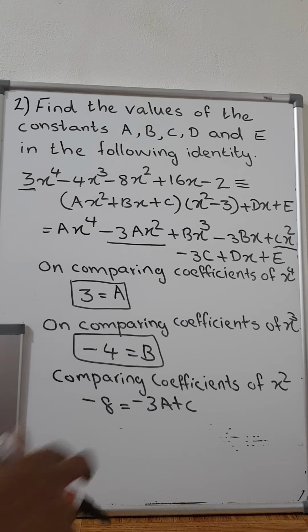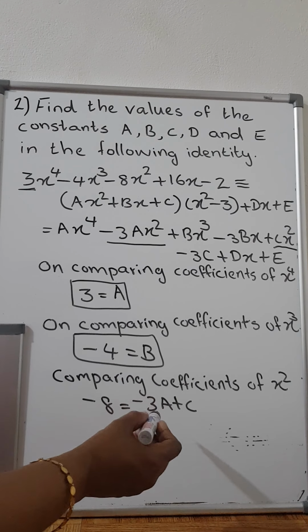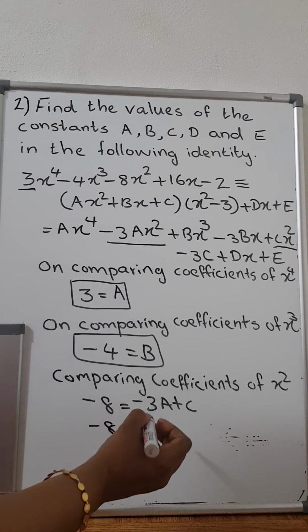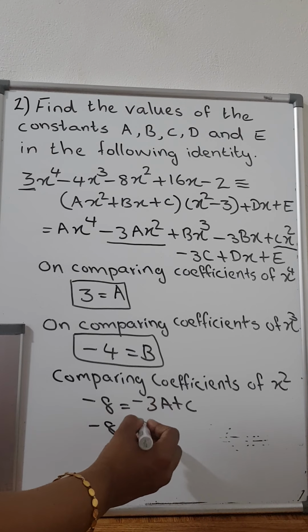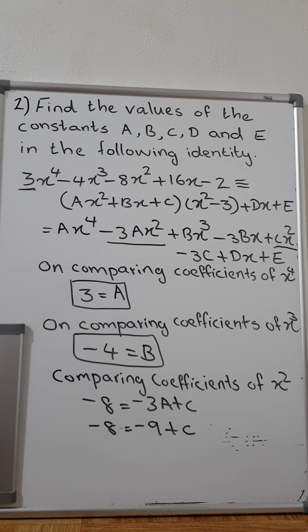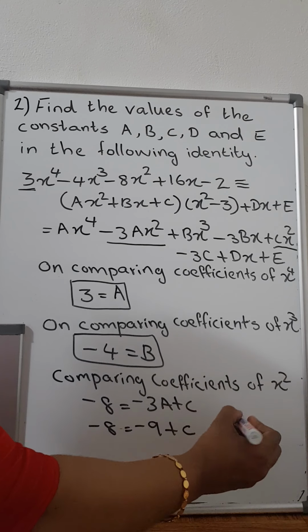Now you see, we already got the value of a. a is 3. We can substitute it. So minus 8 is equal to minus 3 times 3, minus 9, plus c. So c is equal to minus 8 plus 9, that is 1. So we are getting c is equal to 1.